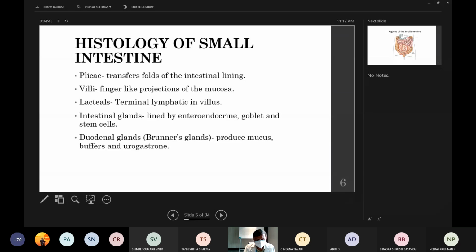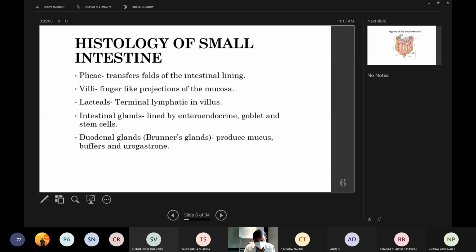Coming to some aspects of the histology of the small intestine. As you know, the GIT consists of 4 layers: the mucosa, submucosa, muscularis, and serosa. The small intestine is meant for absorption, and it requires a large surface area. A large surface area is achieved by the following things.